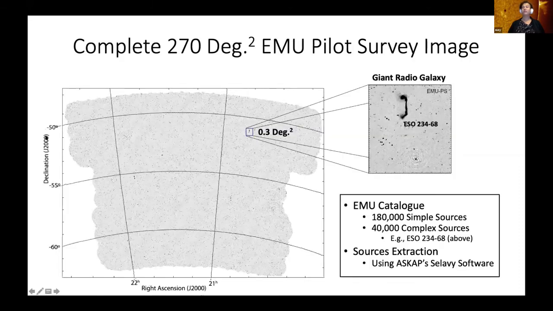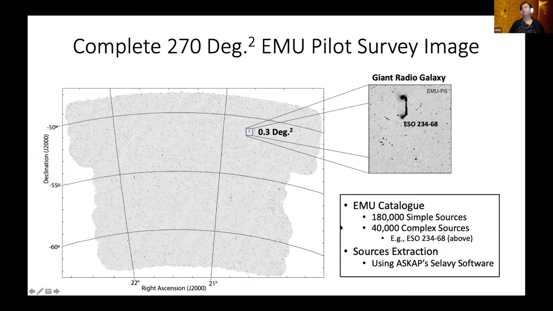Now, this is an entire composite image of the EMU pilot survey, which I believe was completed in 2019, and now they've finished processing and have submitted a paper. And there's a lot of objects in here, and I'm just showing this one small object here just to give you an example of how much detail is in here.